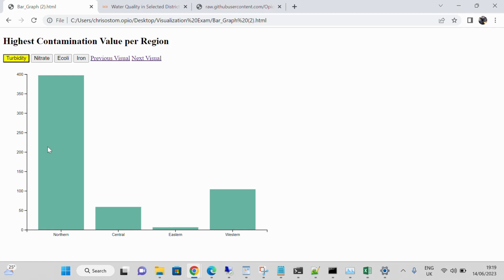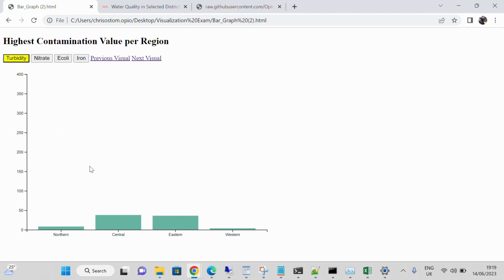So our next visual is about the highest contamination value per region. You find that North had the highest contamination value for turbidity. In other words, I think they found that so many sources of water in the northern part are dirty, followed closely by western, followed by central and eastern region. So for the contamination of nitrate, we find that central had the highest, closely followed by eastern, and then northern, and then western.